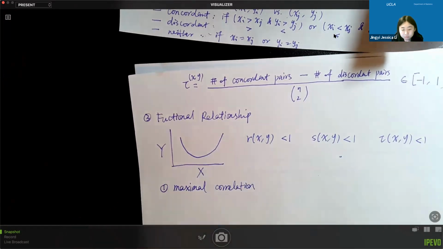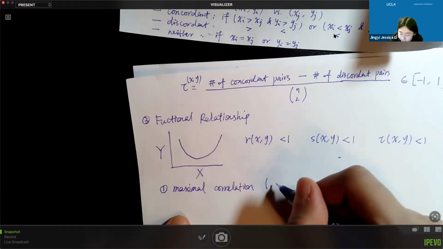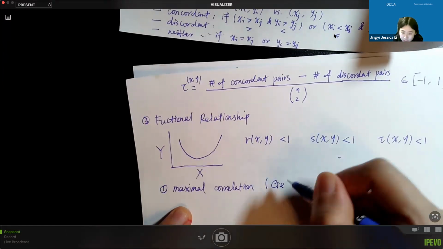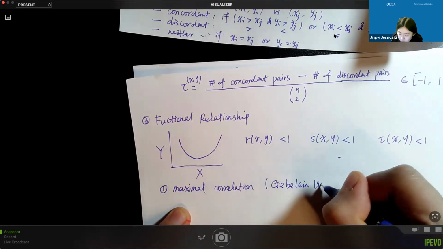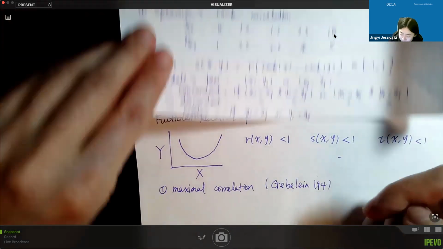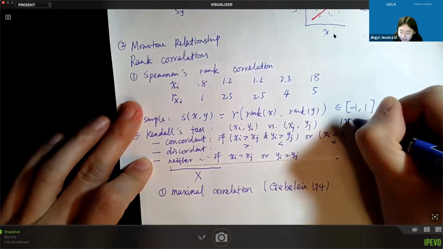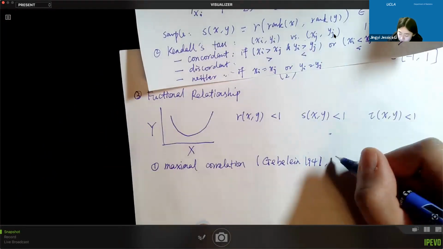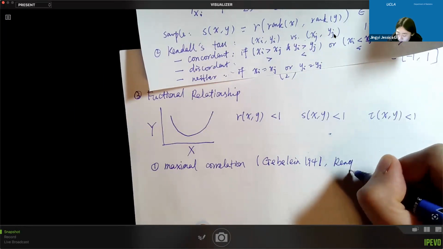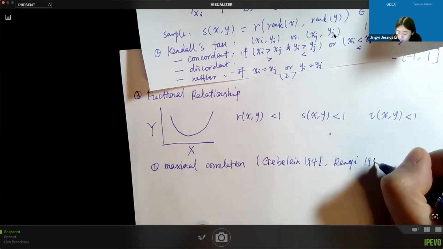Okay. So its theoretical definition has a long history. It has been mathematically proposed in 1941 and 1959. Okay, so I'm just going to write them down here. For Kendall's tau, I should say this is from 1938 by Kendall. And for maximal correlation, there are two independent proposals of it in the history.